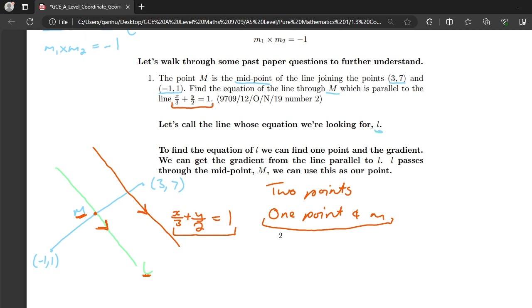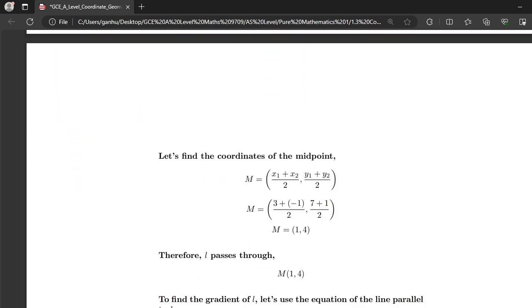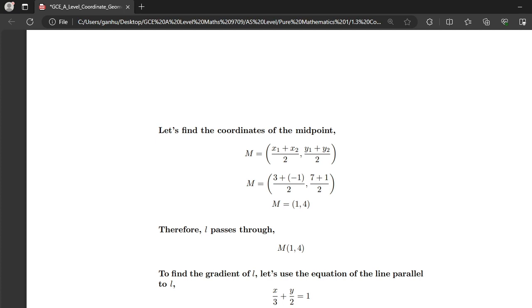So let's start by finding the midpoint. The formula for midpoint is m is equal to (x1 plus x2) over 2, comma, (y1 plus y2) over 2. And if we substitute our coordinates, we'll end up with our midpoint having the coordinates (1, 4). And we know that our line L passes through the midpoint.